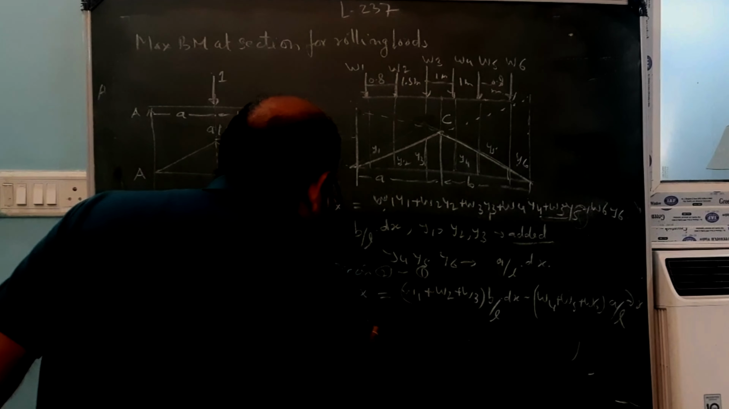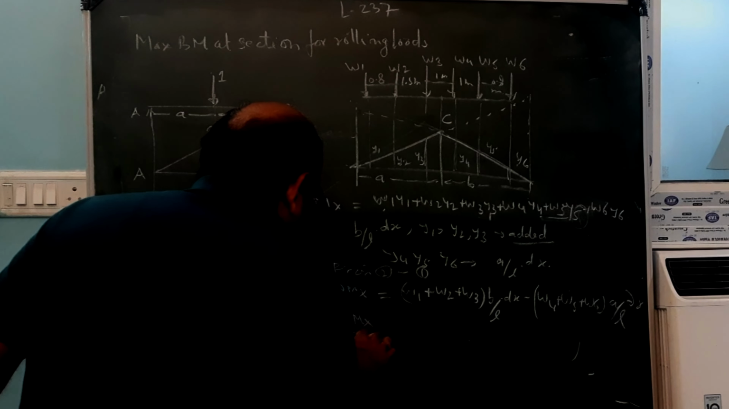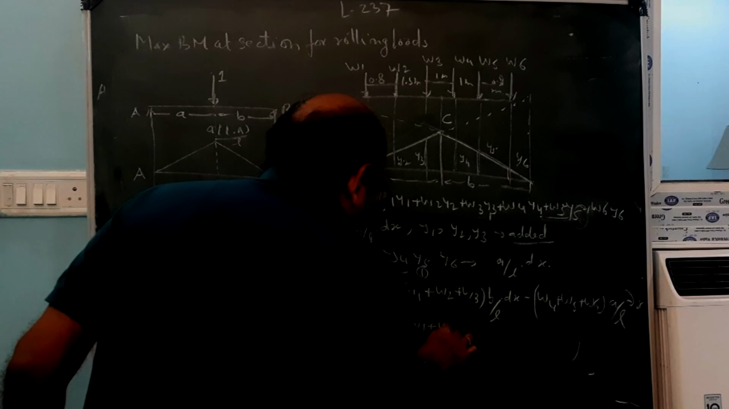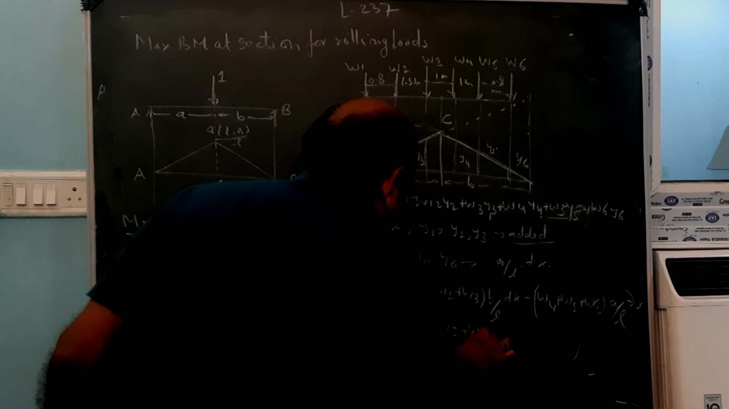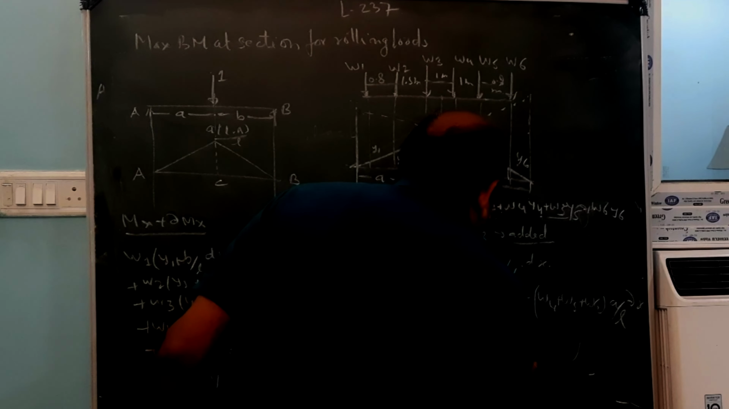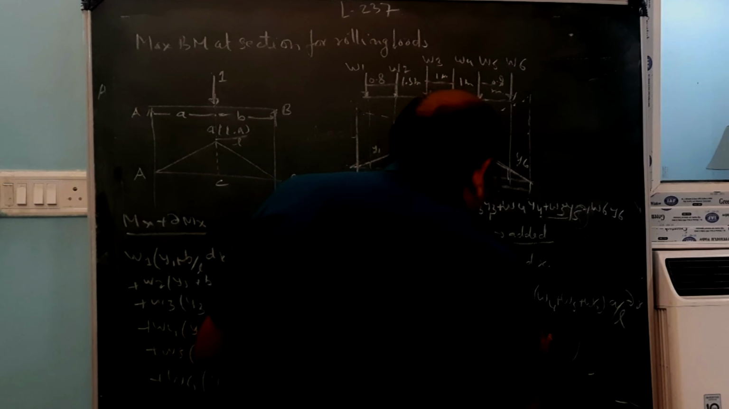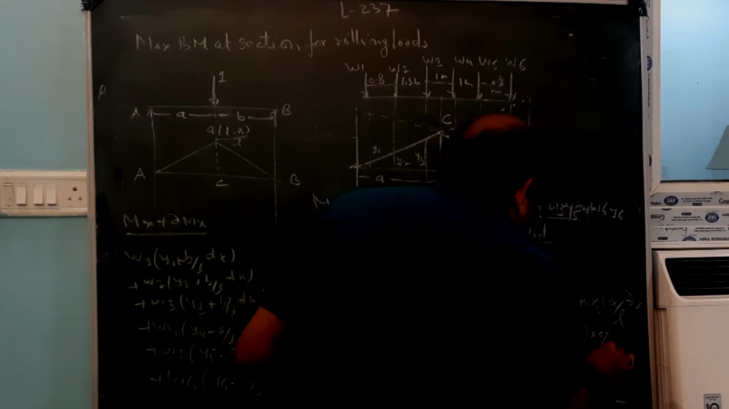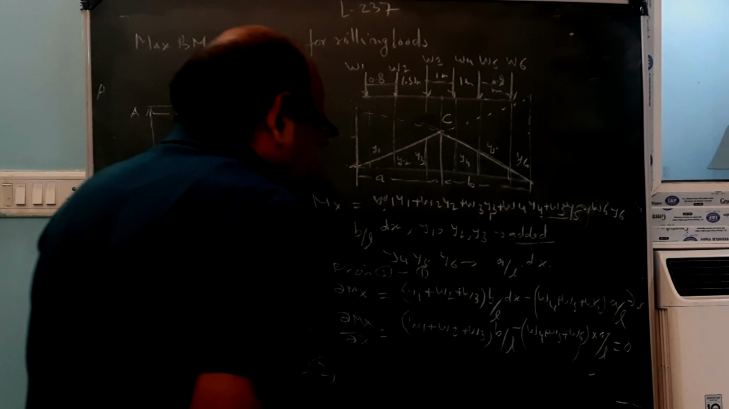So dm by dx will be your w1 plus w2 plus w3 b by l minus w4, 5, 6 into a by l. Then this will be equal to 0 for maximum value.